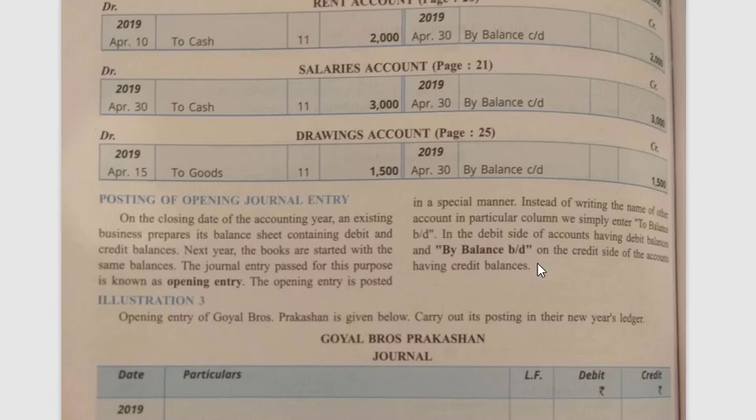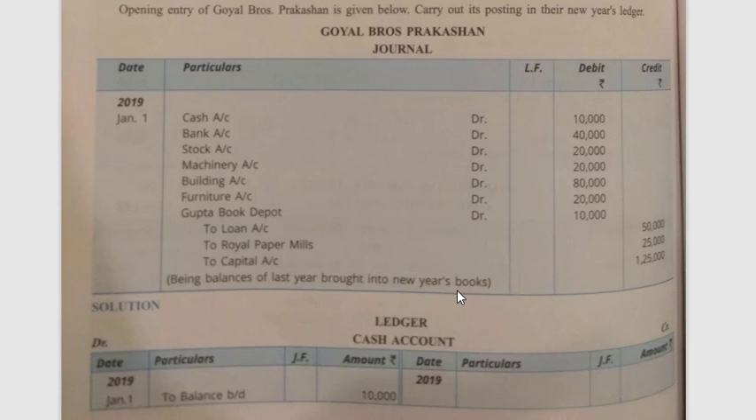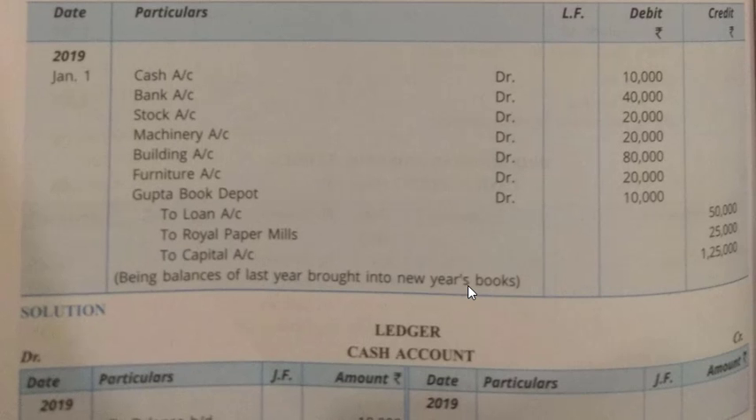So let us see an example. Opening entry of Goel Brother Prakashan is given below. So this is the opening entry. Now in the opening entry you will find that on 1st January we have cash of 10,000 debited, bank account debited, stock, machinery, building, furniture debited, and Gupta Book Depot debited. The respective credit balances at the end of year are the loan account, Royal Paper Mills account and Carpenter account, all credited. These are all balances of last year brought into the new year's books.